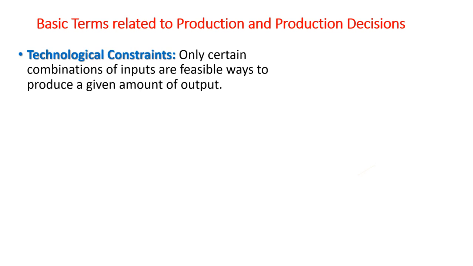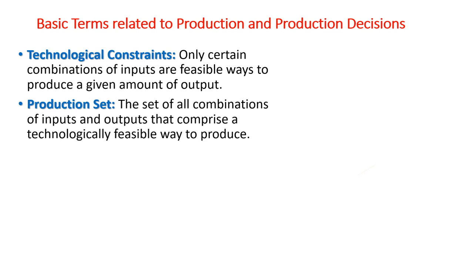These constraints are put on the production process by nature, and these are called technological constraints. Then we have the production set, which combines all the inputs and outputs that comprise a technologically feasible way to produce a commodity.